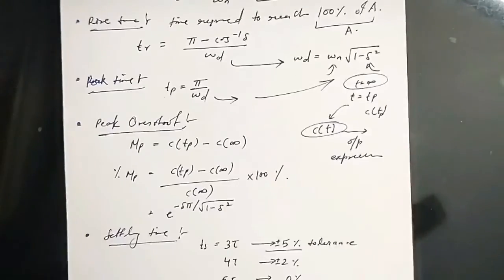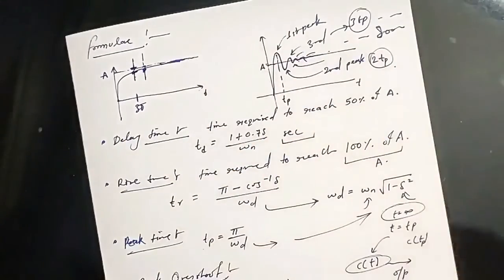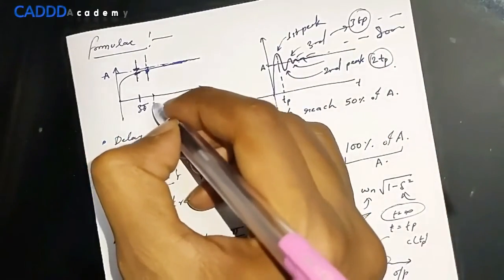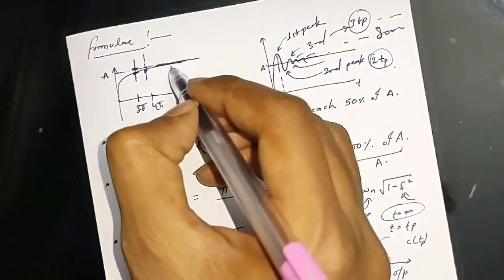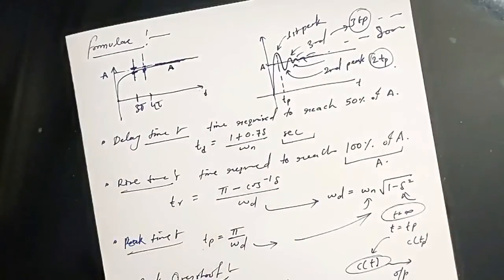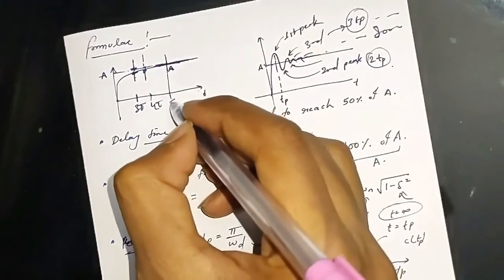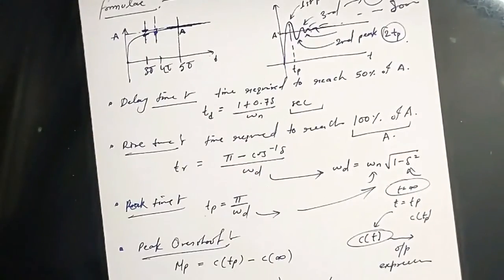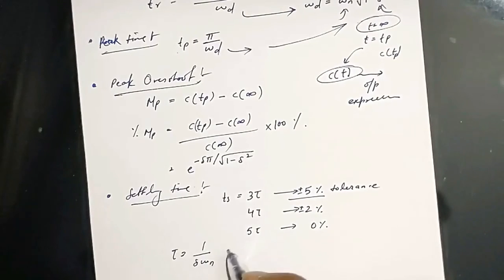When we are considering 2% tolerance, then the settling time is going to be 4 tau. And when we are considering 0% tolerance, where the response has already reached A, then this time is going to be 5 tau. And tau is given as 1 divided by zeta omega n seconds.